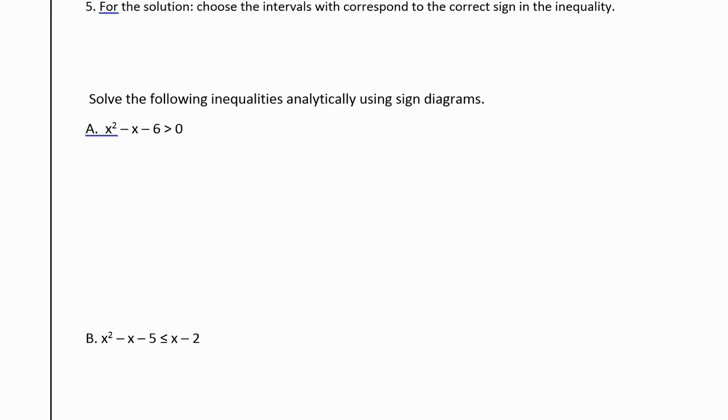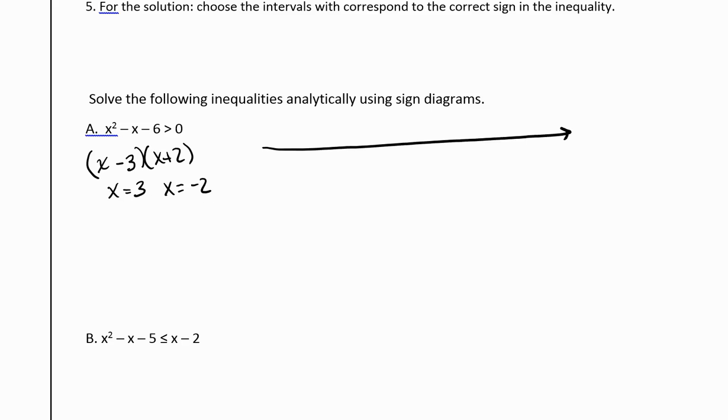So here, the first one, we have x squared minus x minus 6 is greater than 0. Well, it's first all on one side, so next we need to find the zeros of x squared minus x minus 6. So we can factor this one. It'll factor as x minus 3 and x plus 2. So our zeros will be x equals 3 and x equals negative 2.